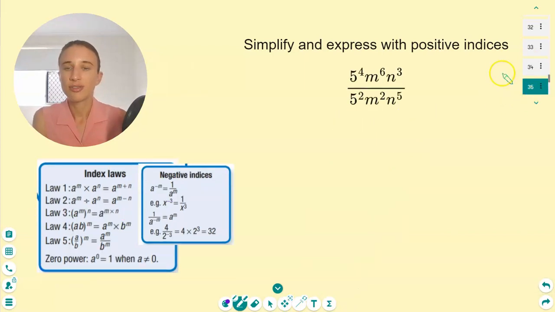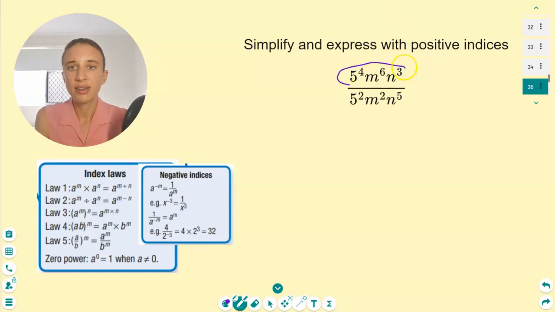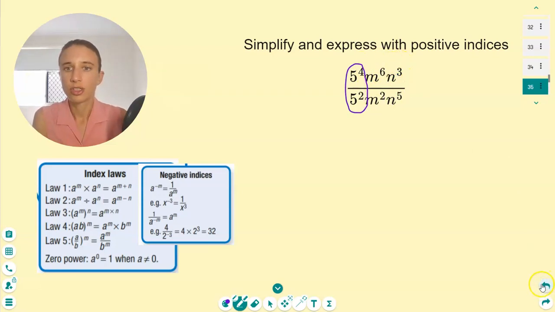Okay, last question of this series. Let's have a look. Simplify and express with positive indices. Interesting. Okay, when it's a fraction like this, I like to look on the numerator and see if I can simplify it, and then the denominator and see if I can simplify it. And I can't actually do that. None of them have the same base. So let's look to simplify here, and here, and here.